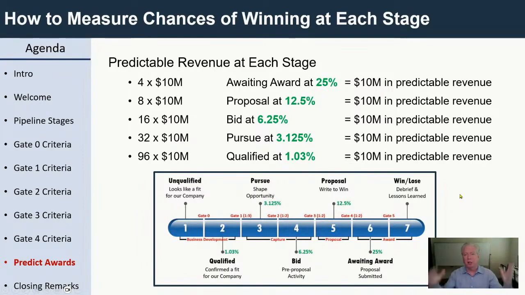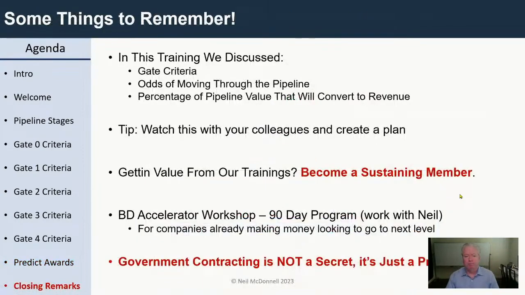It's a lot with the dollars. I'm trying to push 8 hours into the 30 minutes here. But in this training, we talked about the gate criteria, the odds of moving it through the pipeline. That's the 1 out of 3, 1 out of 2. And then the percentage of the pipeline value that's going to convert to revenue, which means if you want 10 million, then you probably need 100 or 200 million in your pipeline in order to get a 10 million win.